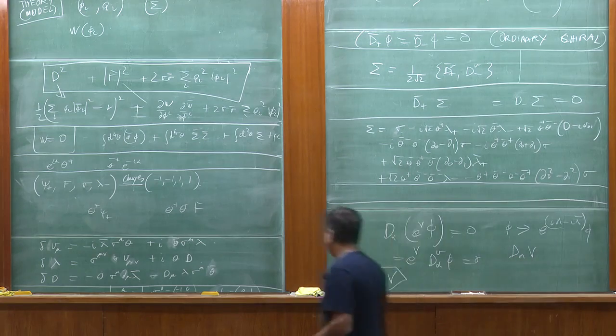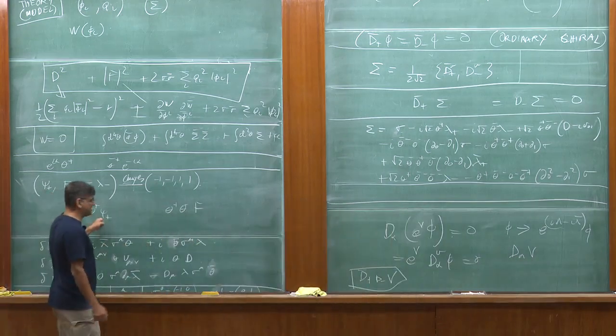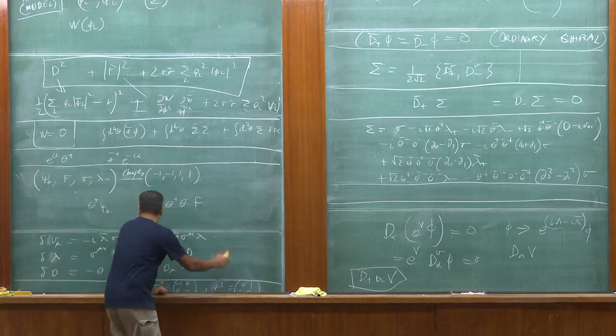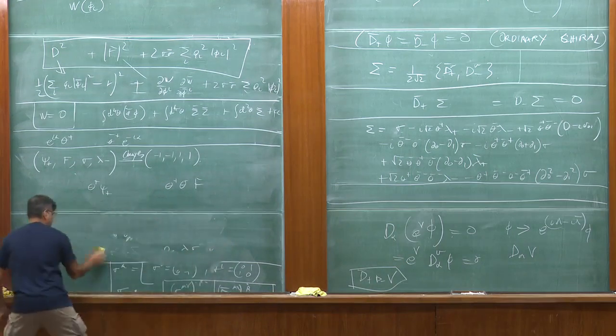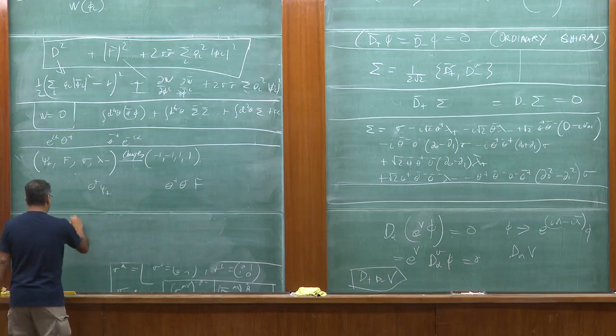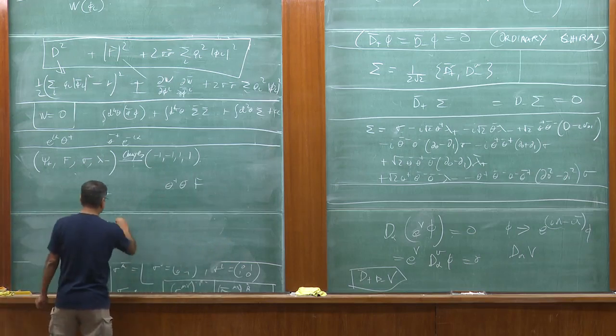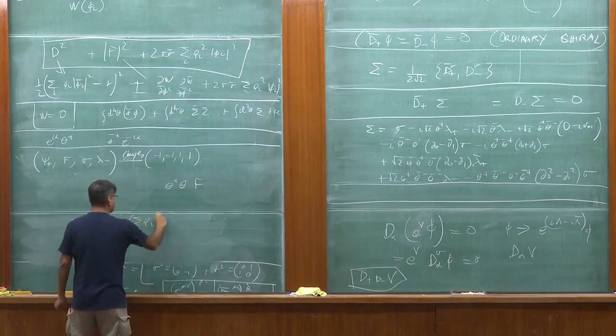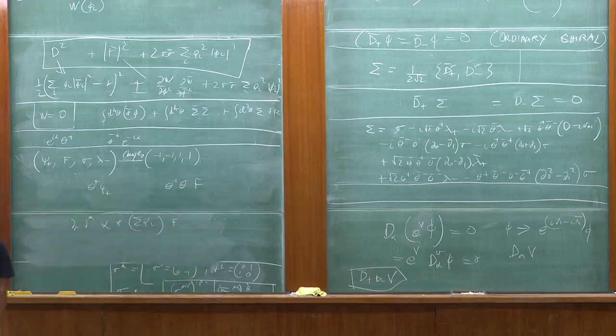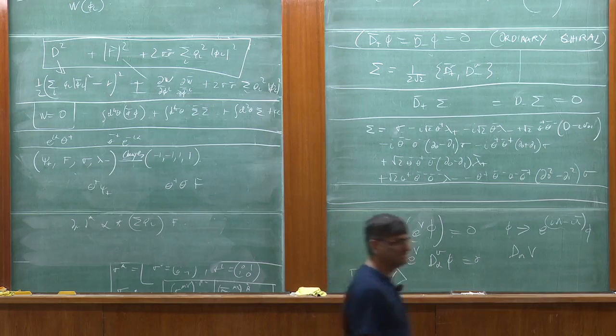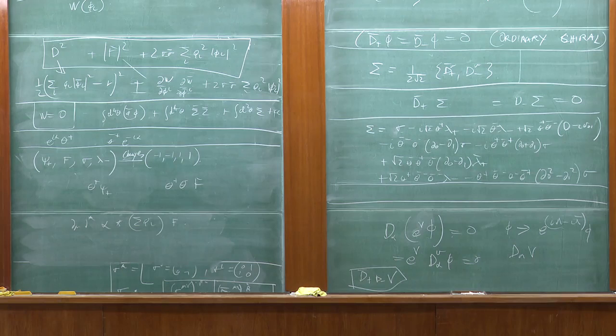Okay, and since we are assigning all of them the same charge, the anomaly is proportional to: del mu j mu is proportional to star of sum over qi, times f. Is this clear? It's clear that it's a linear condition, right? Linear in the charge field. Why linear?